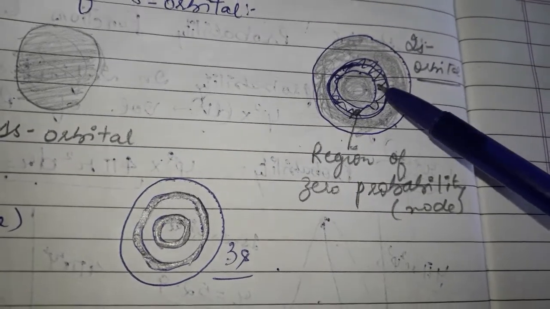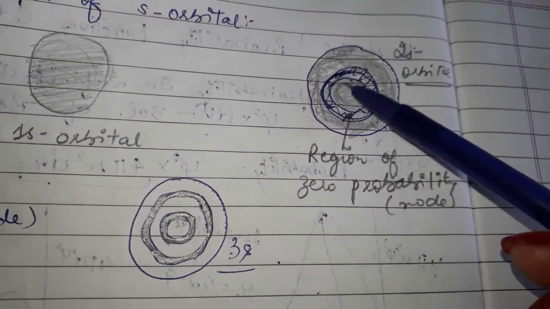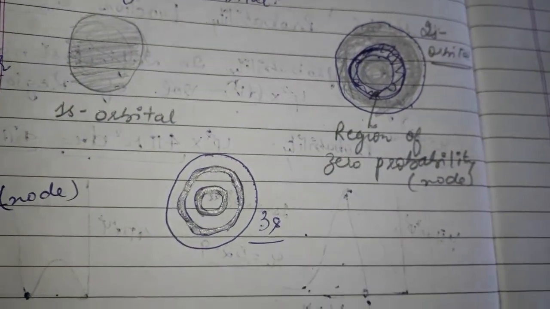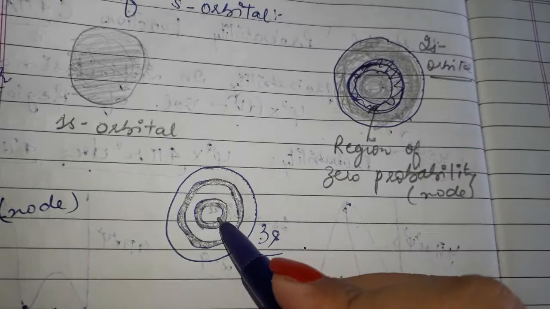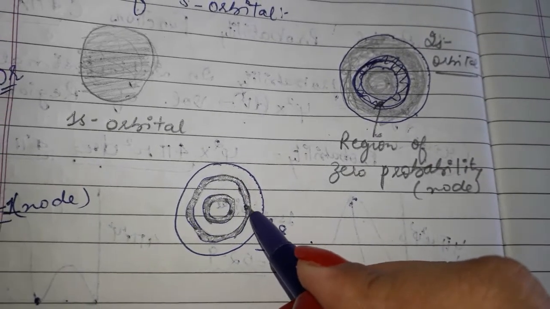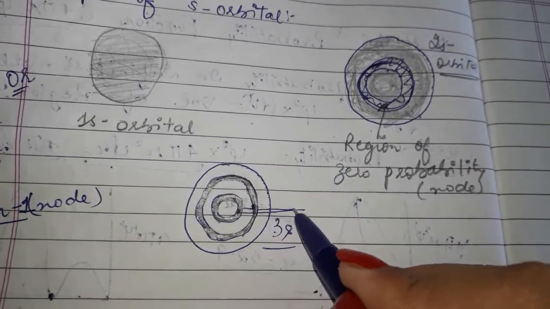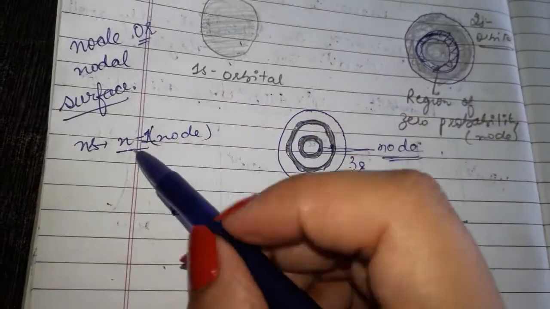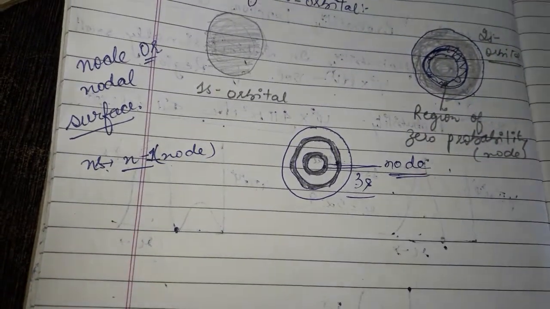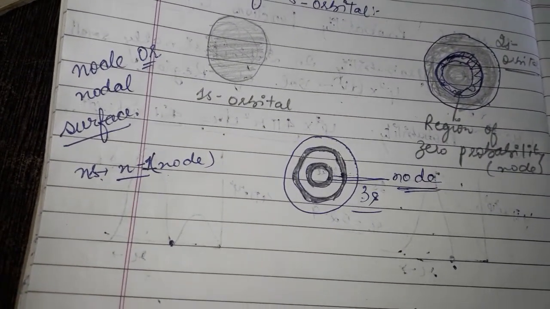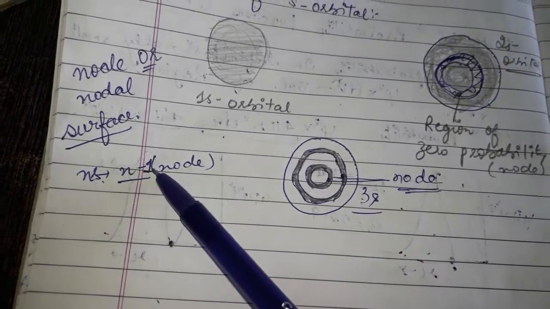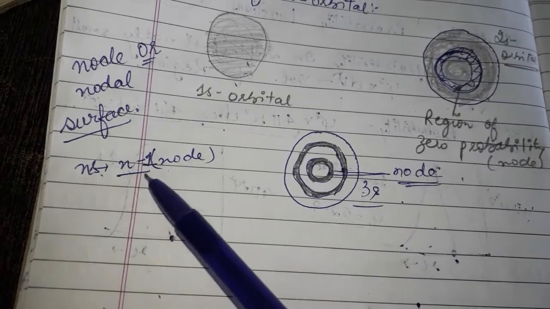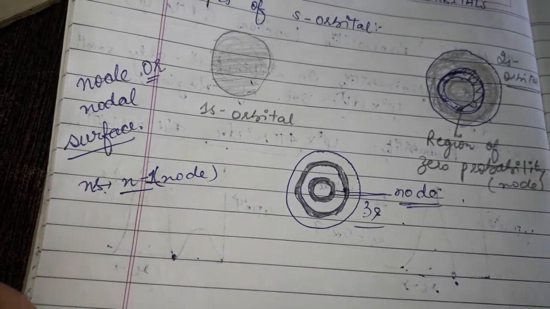In 2s orbital, there is one node. This is the region where the probability of finding the electron is 0. In 3s, as you can see, there are two nodal surfaces, two regions where the probability of finding the electron is 0. That means for every ns orbital there are n-1 nodes. For 1s orbital, 1 minus 1 is 0, there is no node. For 2s orbital, 2 minus 1, 1 node. For 3s, 3 minus 1, 2 nodes are there.